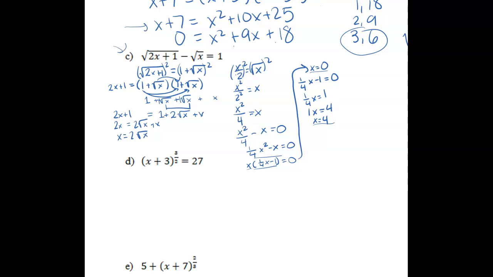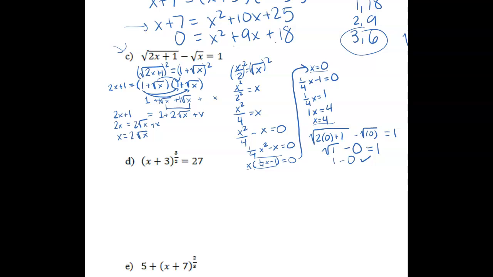So, plugging 0 in, I am going to see if I get the square root of 2 times 0 plus 1 minus the square root of 0. And I'm hoping it equals 1. Well, 2 times 0 gives me 0, plus 1 will give me the square root of 1, minus the square root of 0. People get this wrong a lot. The square root of 0 is 0. Okay, square root of 1 is 1, minus 0. Surprise, that one checks out.